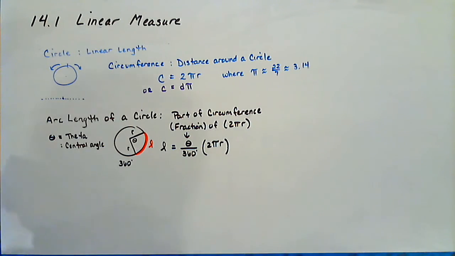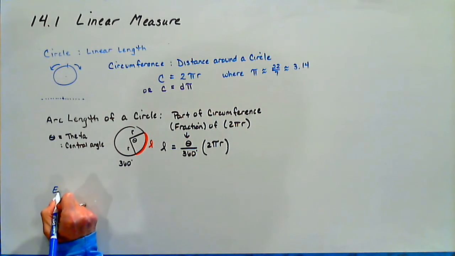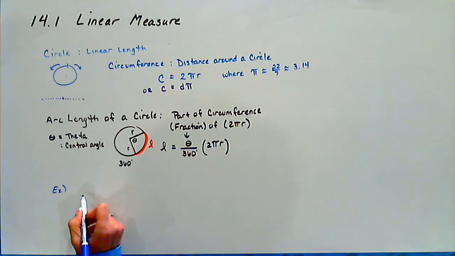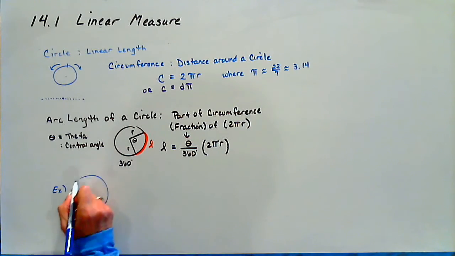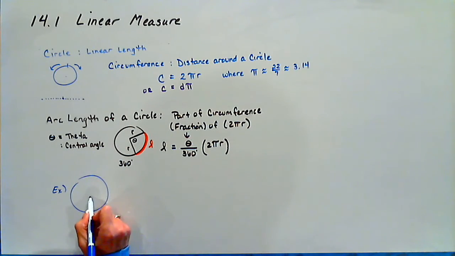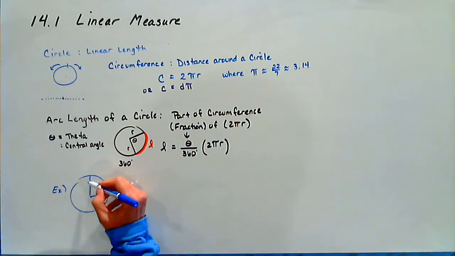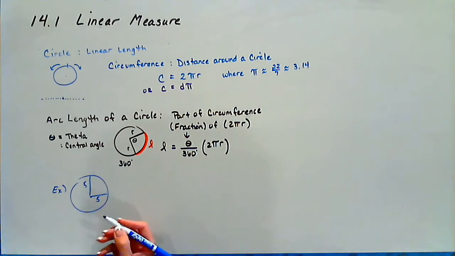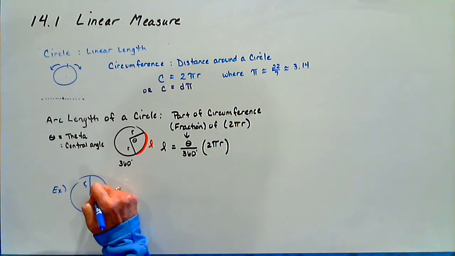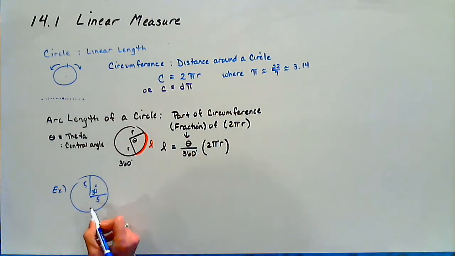Okay? So it's just a fraction of the circle. It's a portion of the circle. So let's say, for example, I gave you a circle of radius 5. My circle's a little off. My angle, I had to enlarge it so it's not accurate at all, but I wanted you to be able to see it's a 30-degree wedge.